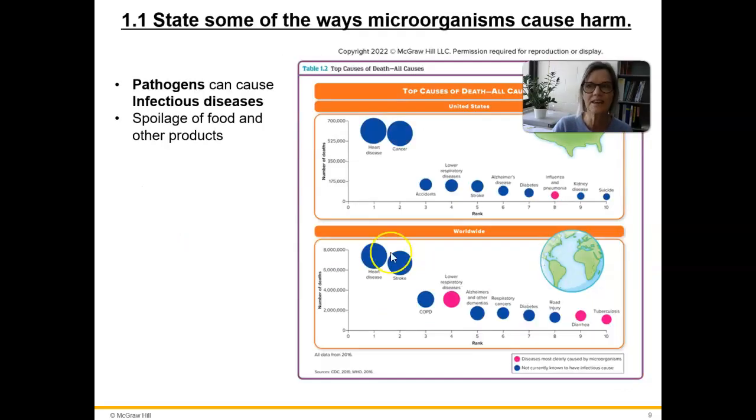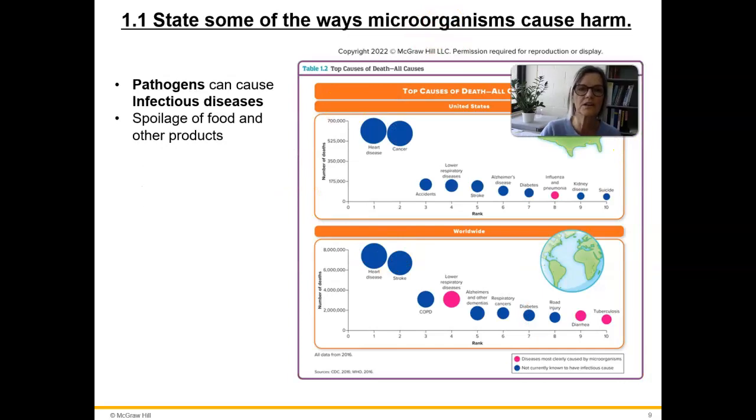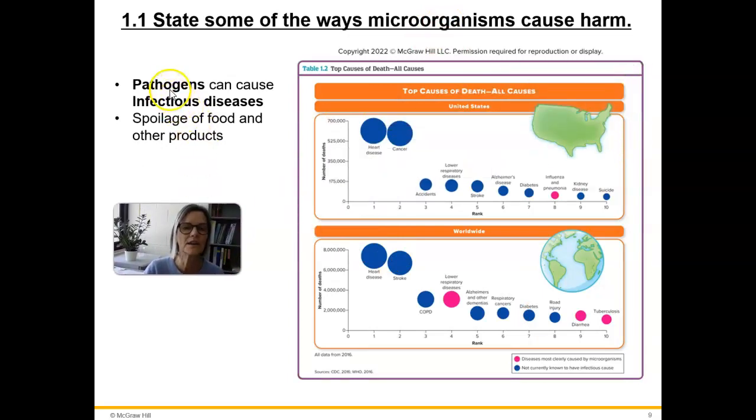But you can't help but think of ways microorganisms cause harm. So you want to get the word pathogen in your vocabulary. Pathogens are the microorganisms that cause infectious diseases. We can have all sorts of diseases. You can have diabetes, but that's not typically caused by microorganisms infecting you. So pathogens are microorganisms that can actually grow in and on your body and cause what we call infectious diseases, diseases caused by pathogens.